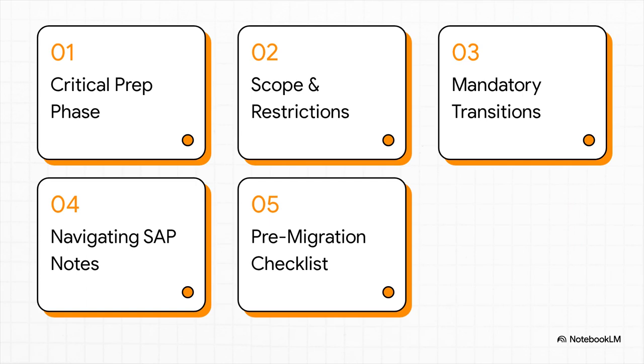Okay, so here's our game plan. It's pretty straightforward. We're going to walk through the critical prep phase, talk about scope and those tricky restrictions, cover the transitions you have to make, figure out how to navigate all those SAP notes, and then we'll wrap it all up with a final pre-migration checklist. Sound good? Let's dive in.